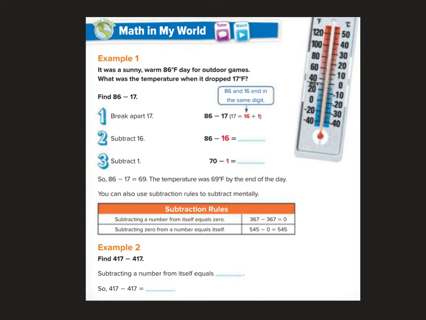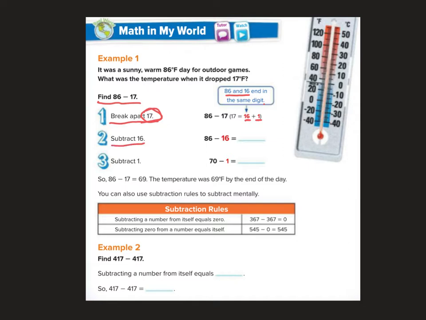Example 1. It was a sunny, warm, 86-degree Fahrenheit day for outdoor games. What was the temperature when it dropped 17 degrees Fahrenheit? Okay, so what we're going to be trying to find here is 86 minus 17. So what I'm going to do is I notice that 86 and 16 end in the same digit. So if I break apart 17 into 16 and 1, that would make my problem easier.